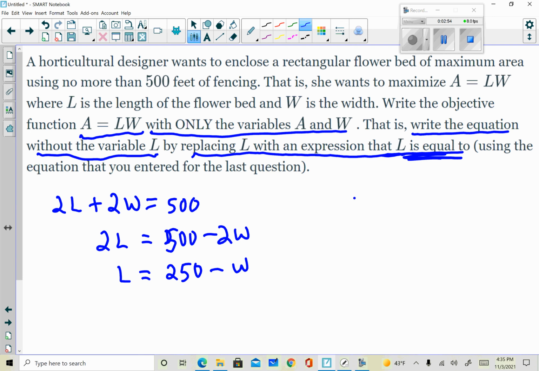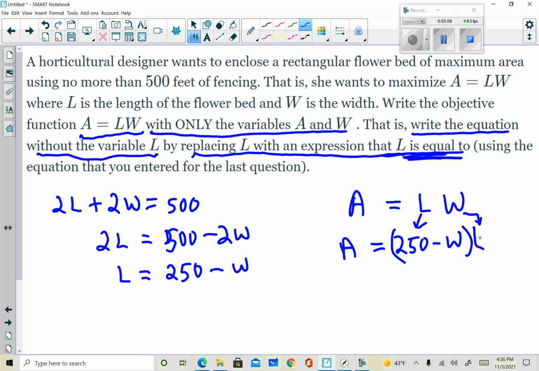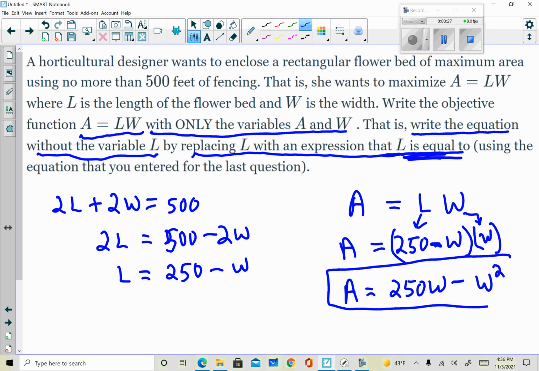The objective function, A equals LW, can be written as A equals, replace L with what L equals, 250 minus W, so that's L times W. And there's the answer to this question. It could also be written like this: A equals W times 250, which is 250W, minus W times W, which is W squared. That's all we had to do for this question. So read the directions and you'll see that's what is expected.